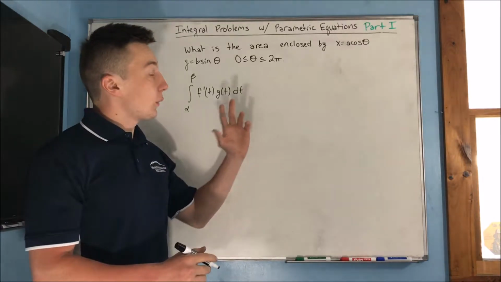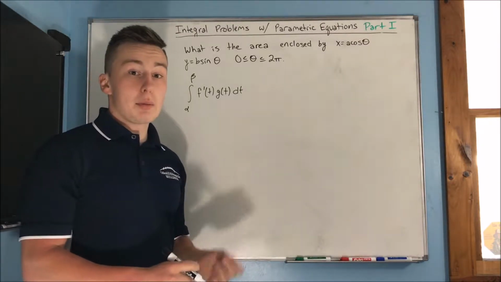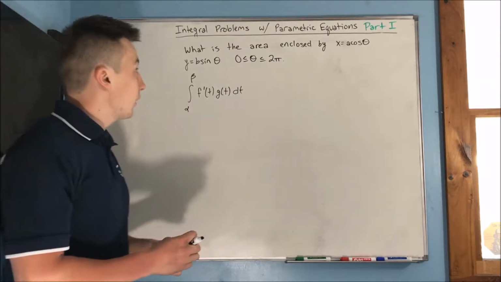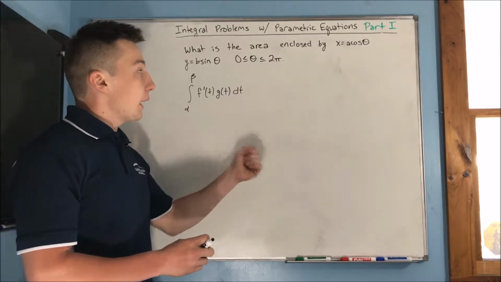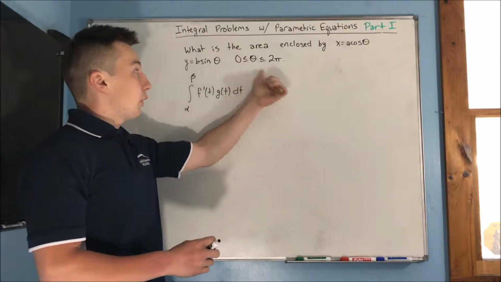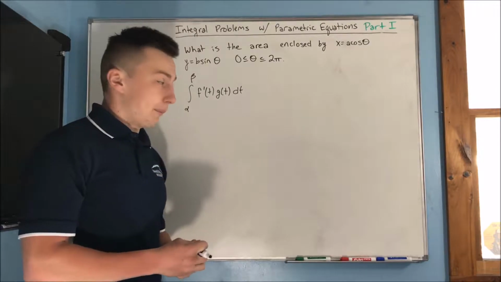Alright, so this video is going to be part one of integral problems with parametric equations. So we have our problem on the board here. We need to find the area enclosed by x equals a cosine theta, y equals b sine theta on the interval 0 to 2 pi.